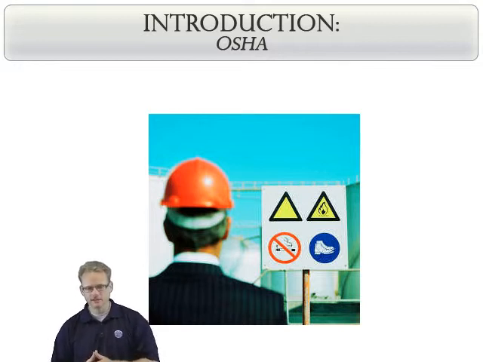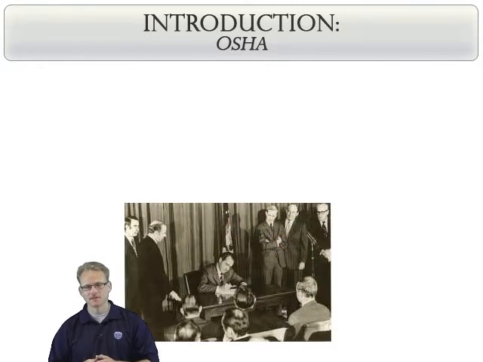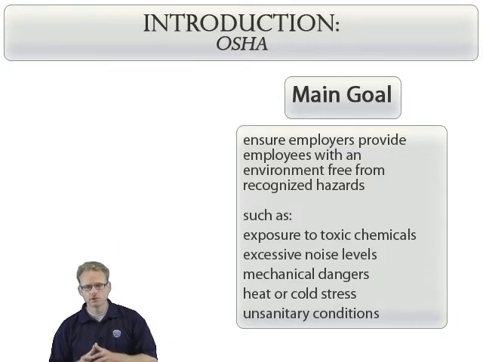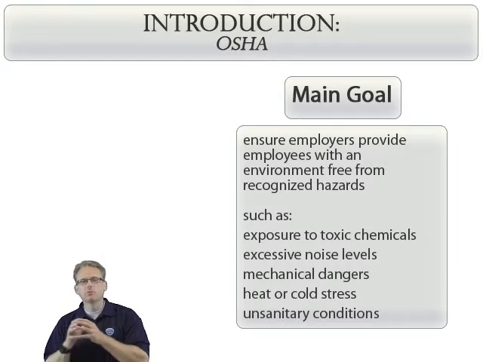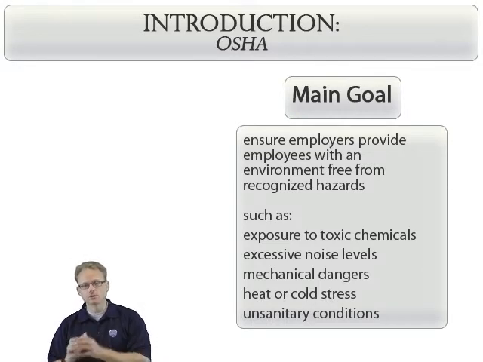In 1970, Congress passed the Occupational Safety and Health Act, which was signed into law by then-President Richard Nixon. It remains today as the guiding code for workplace safety. The main goal of OSHA is to ensure that employers provide employees with an environment free from recognized hazards, such as exposure to toxic chemicals, excessive noise levels, mechanical dangers, heat or cold stress, or unsanitary conditions.